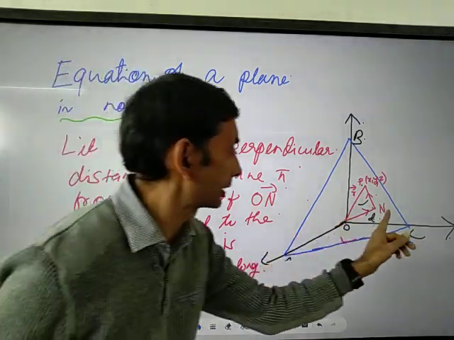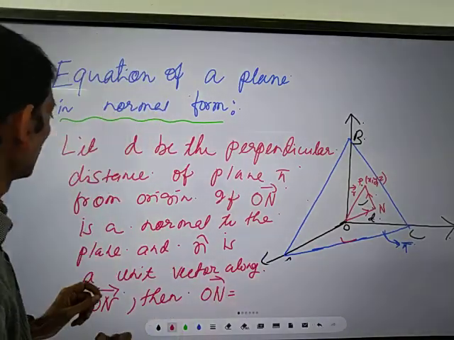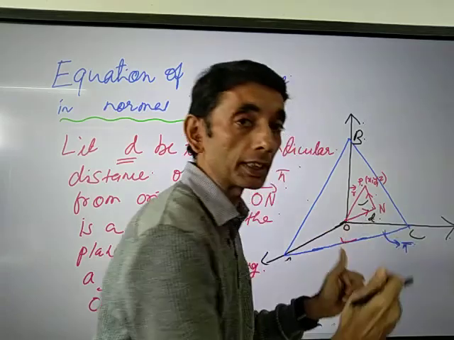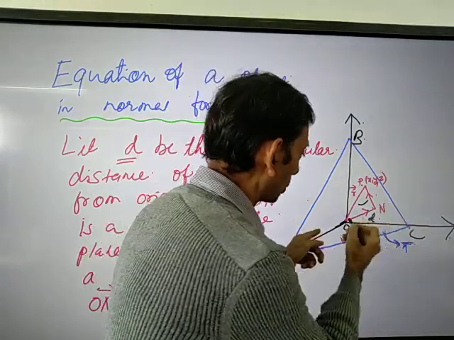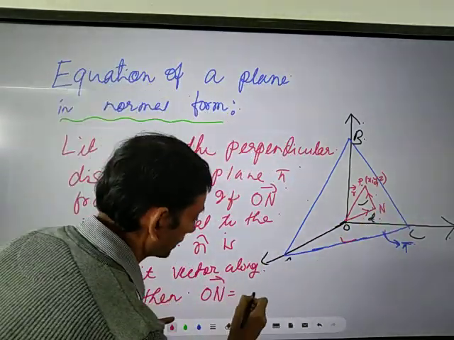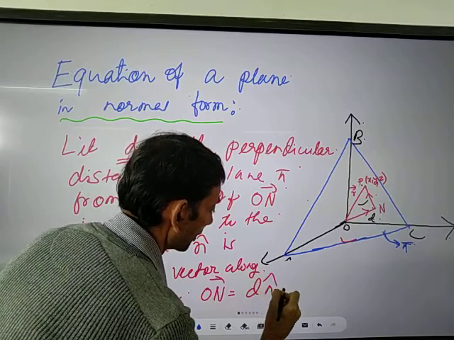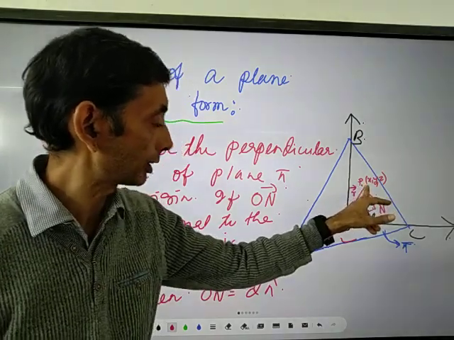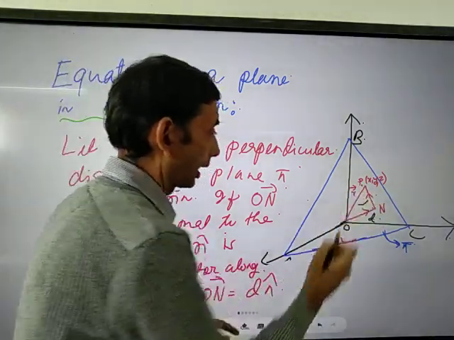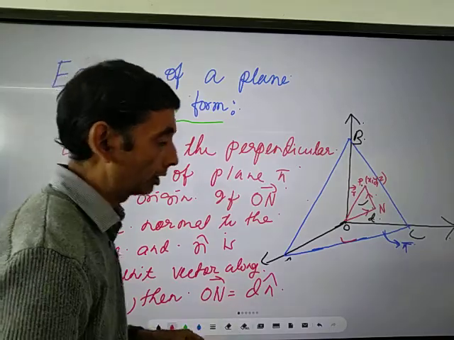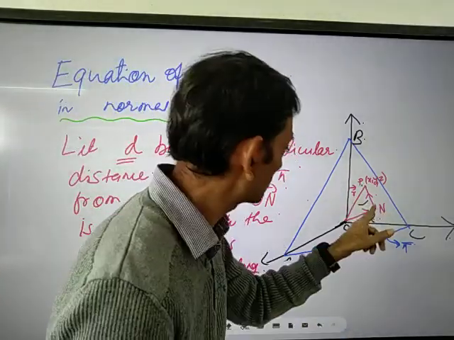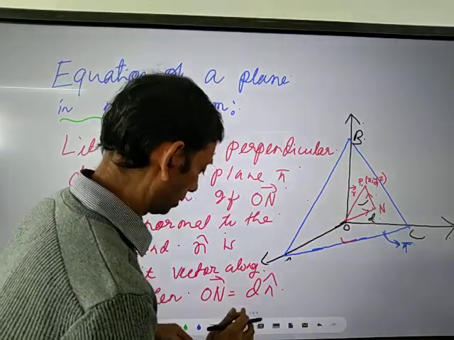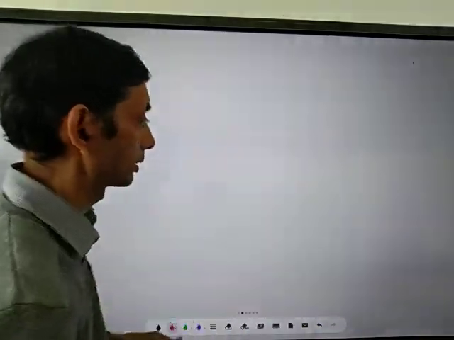So that perpendicular distance is given as D. Okay, D is the perpendicular distance. That means the perpendicular distance ON will be D, and we are considering a unit vector along ON. So therefore ON can be written as D n cap. Now, I have already mentioned that the position vector of P is R. So this vector NP obviously will be perpendicular to ON. Okay, so we can use this next space.